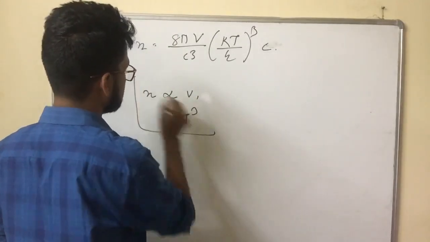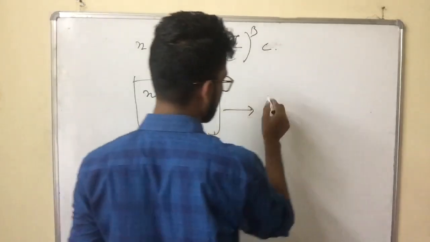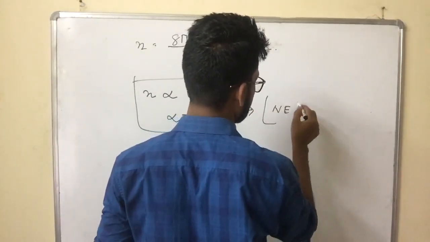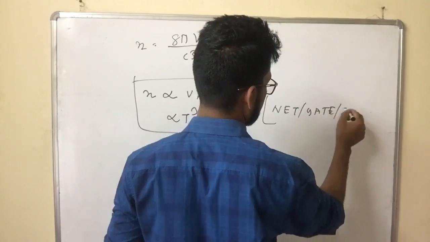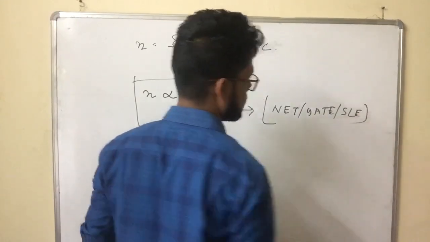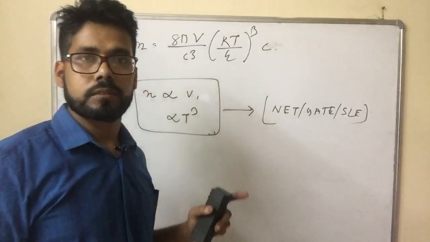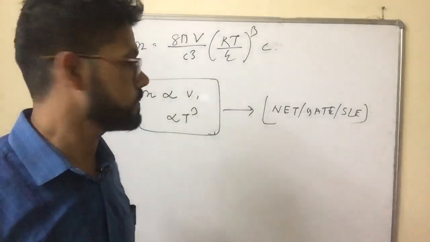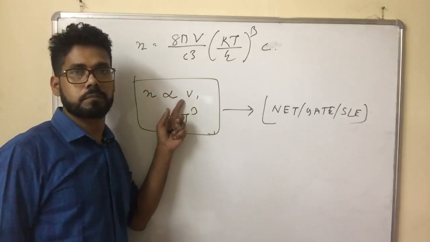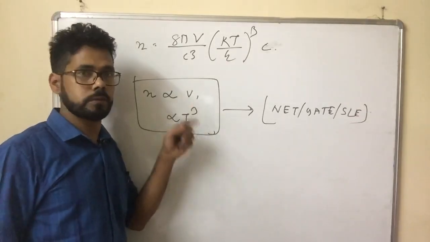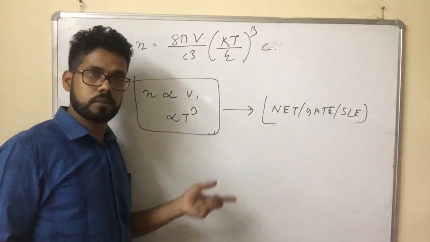This formula is very essential. It often comes in NET, GATE, SLET. So it is a very easy calculation, as I have shown. The number of photon particles emitted from the blackbody is proportional to volume. If you increase the volume, then the number of particles accordingly increases.